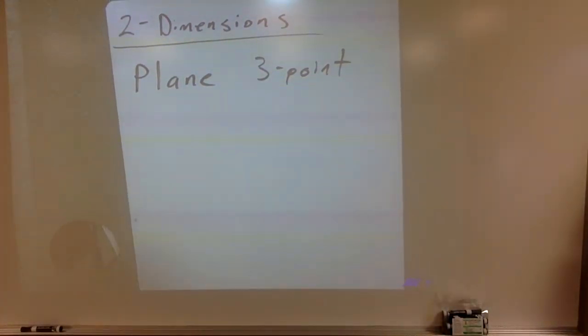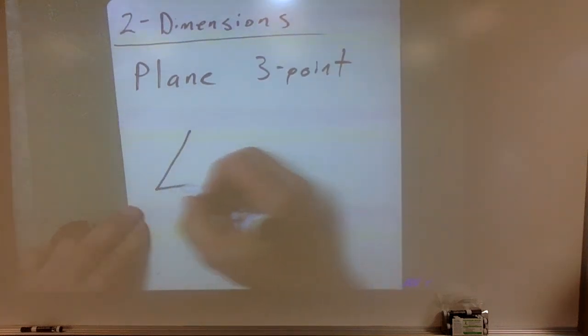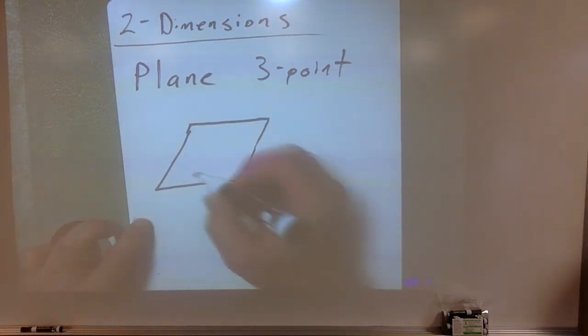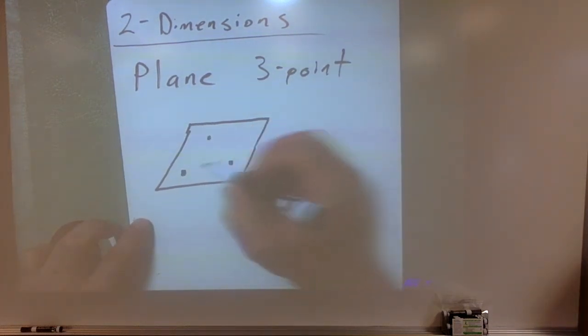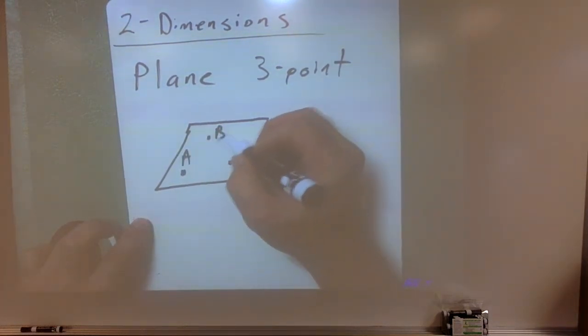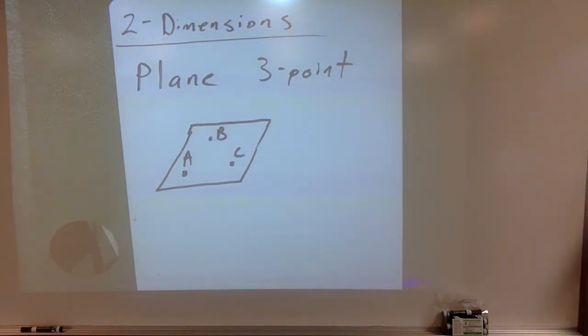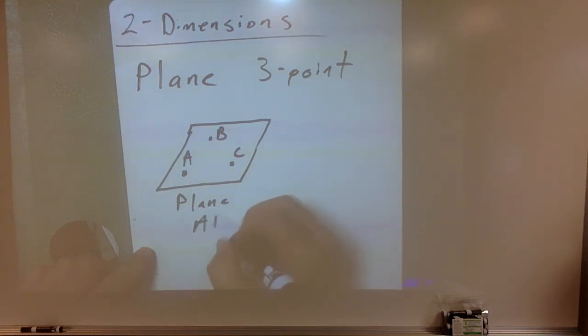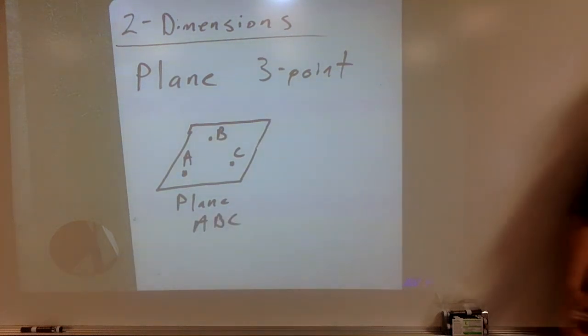So when we labeled a line yesterday, you had to have two points, and I called them AB. Line AB, ray AB, segment AB. Now we have a plane, which is typically designated with a parallelogram, and you have to have three points in that plane. Because two points is just a line. Three points makes a plane. So this would be plane ABC. So that's plane ABC, three points.